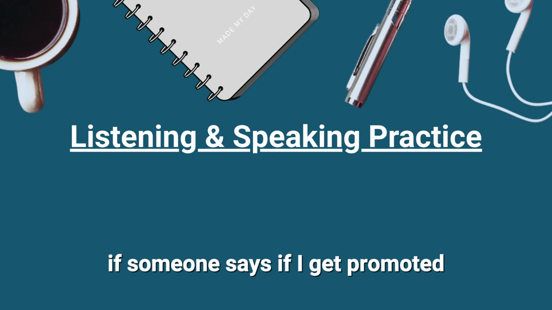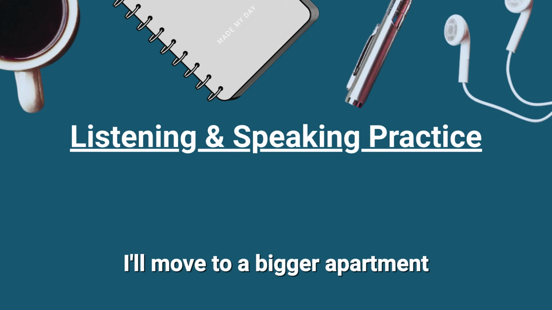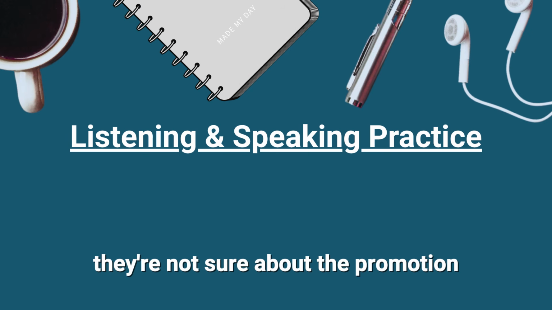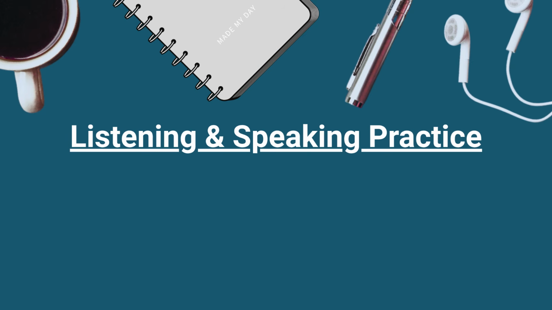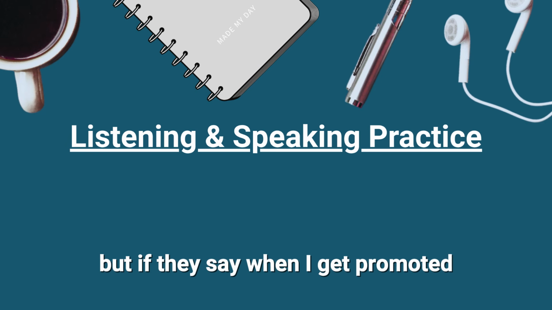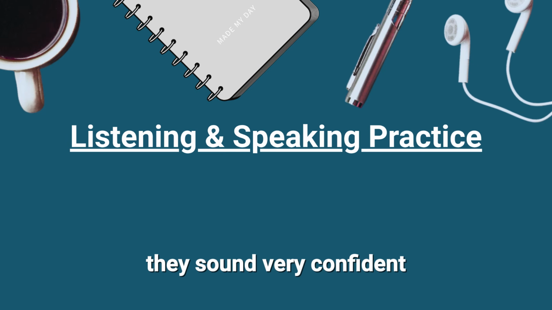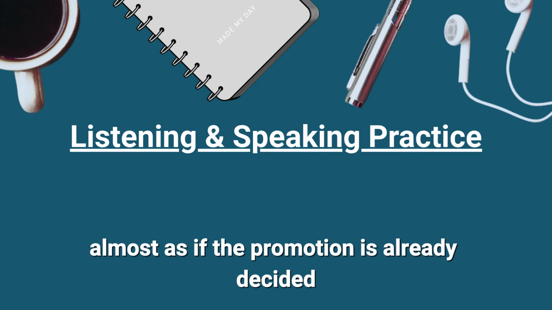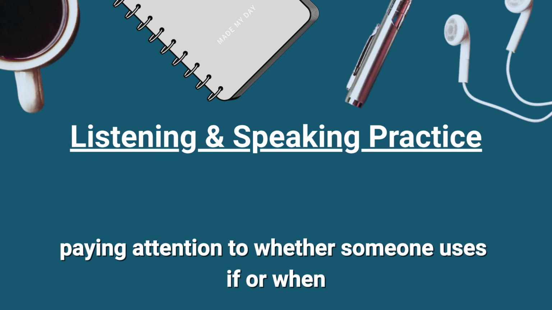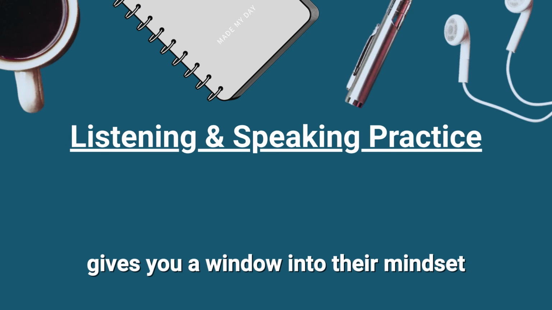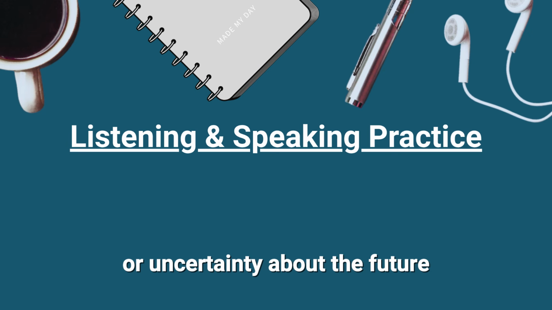If someone says, "If I get promoted, I'll move to a bigger apartment," they're not sure about the promotion. But if they say, "When I get promoted, I'm moving to a bigger apartment," they sound very confident, almost as if the promotion is already decided. When you're listening, paying attention to whether someone uses if or when gives you a window into their mindset, their level of confidence or uncertainty about the future.